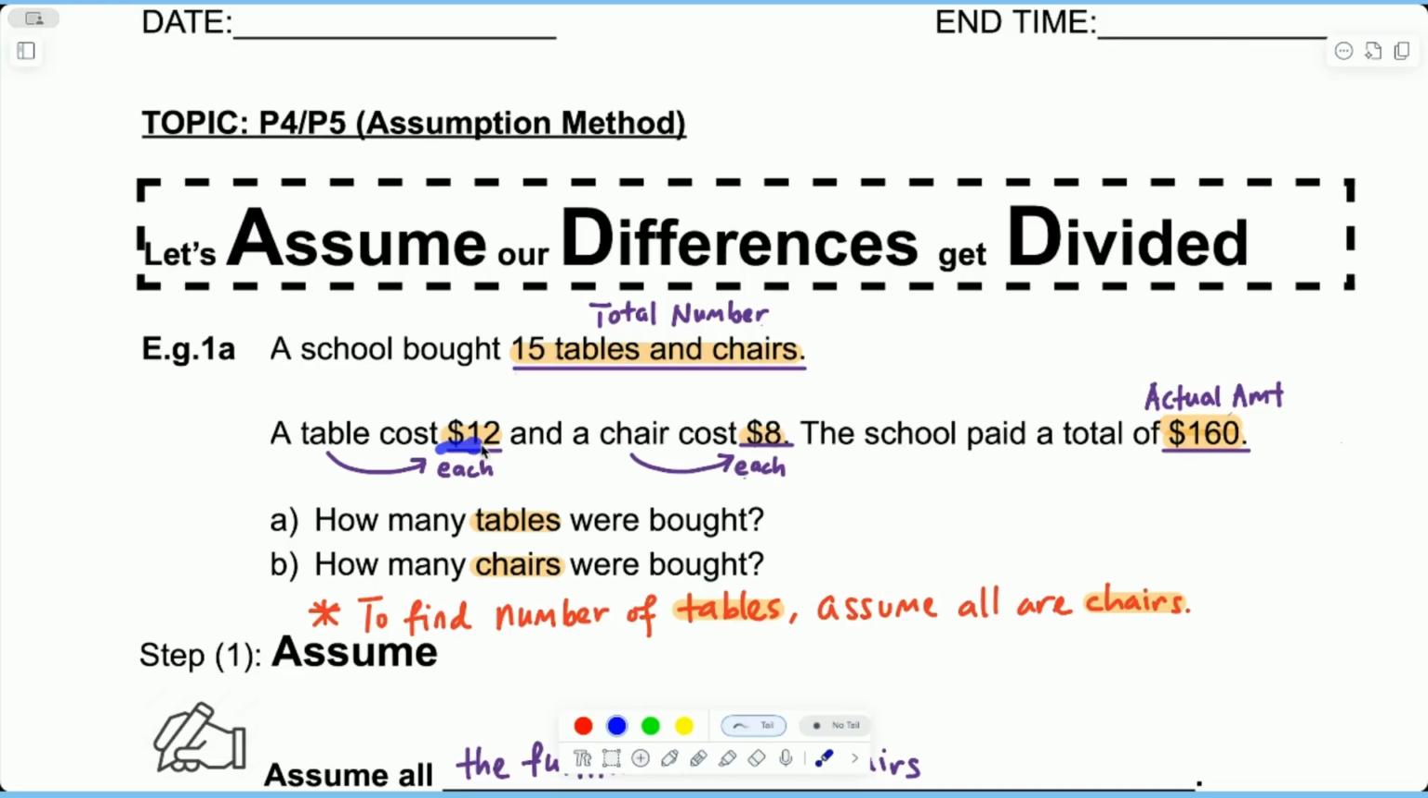Secondly, we know the cost of each table and each chair. And lastly, we know the actual amount that the school paid, which is $160. When these 4 elements are present, we can use the assumption method to solve this problem.